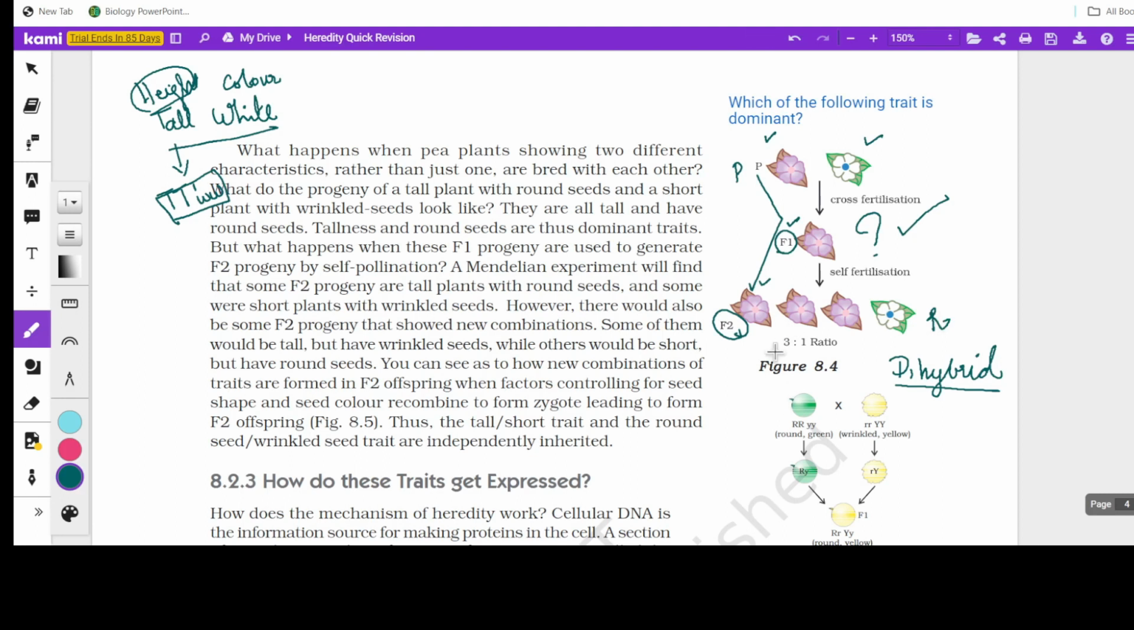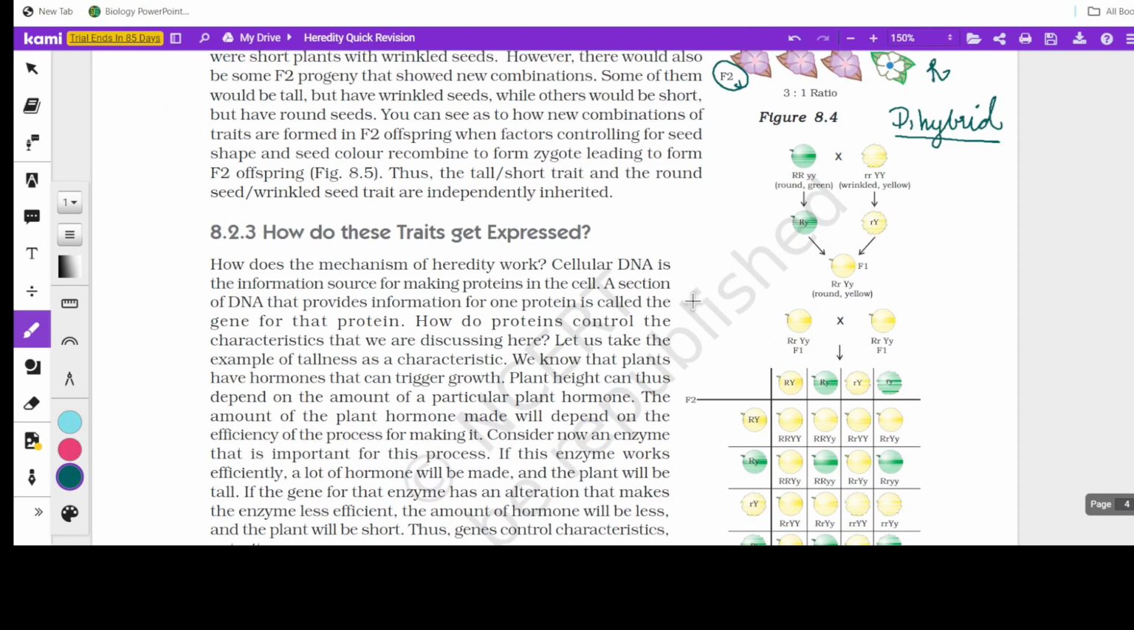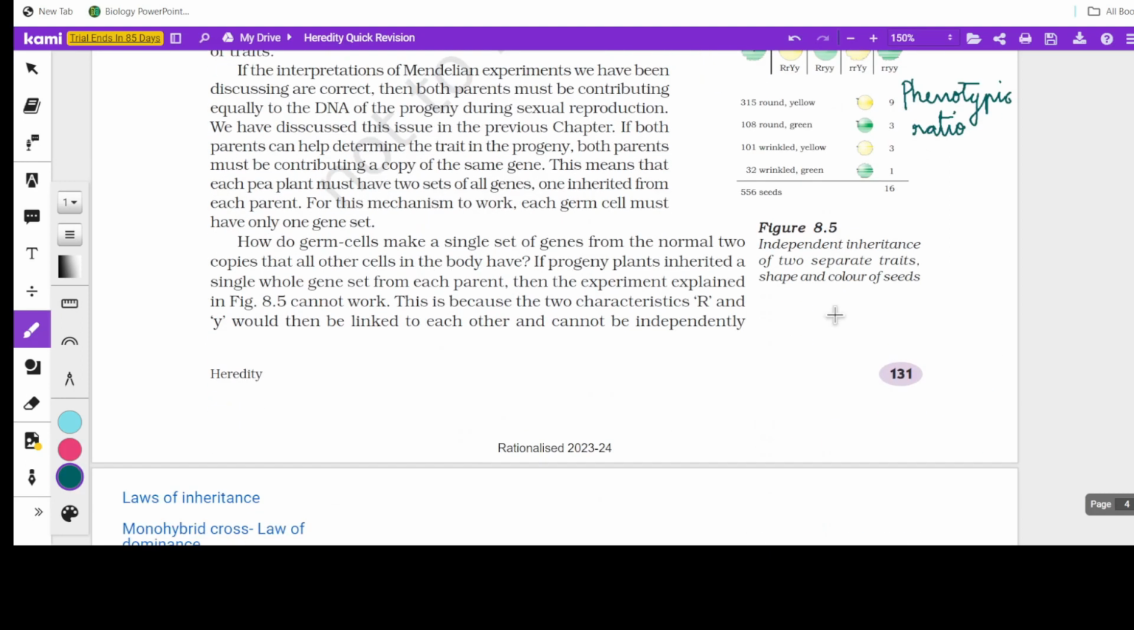So maybe this example or some other examples can be asked as a question to identify the dominant or recessive trait. Okay, now the dihybrid cross I have not written because they have clearly mentioned the dihybrid cross here. And whenever you write the dihybrid cross, you should mention the parents here, gametes here, F1 generation here, then the selfing of the F1 generation and the F2 generation. So that's how you have to mention. Clear?